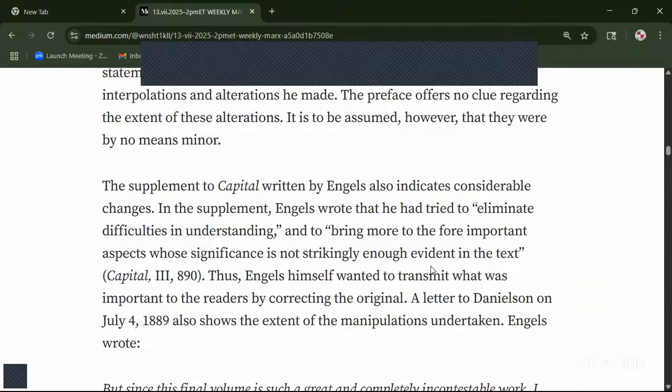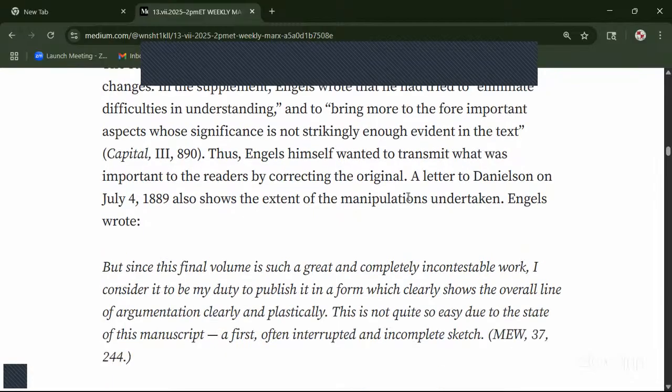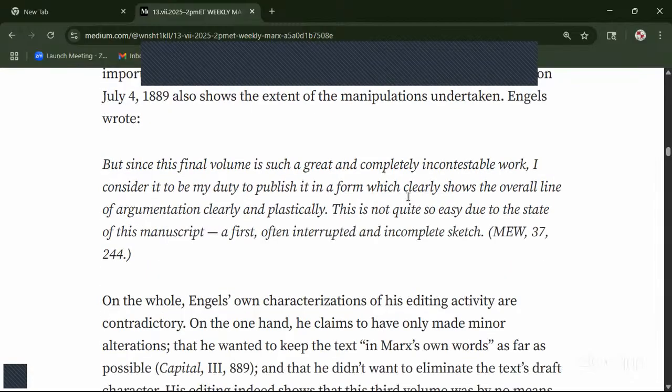Thus, Engels himself wanted to transmit what was important to the readers by correcting the original. A letter to Danielson on July 4th, 1889 also shows the extent of the manipulations undertaken. Engels wrote, "But since this final volume is such a great and completely incontestable work, I consider it to be my duty to publish it in a form which clearly shows the overall line of argumentation clearly and plastically."